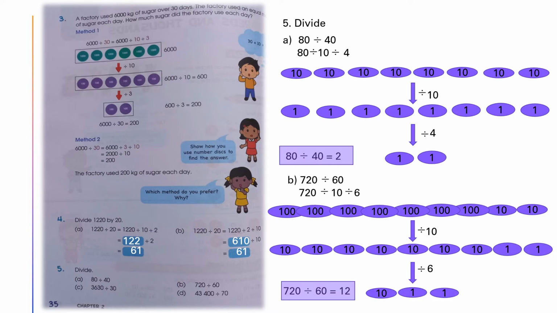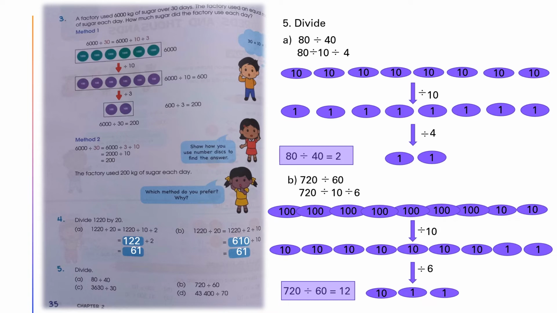Now look at question number 5, in which we have to divide. In part A, we have 80 divided by 40. So here we are going to break up 40 in terms of 10 and 4.